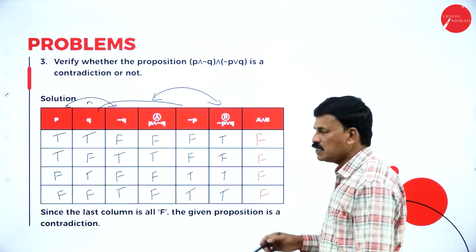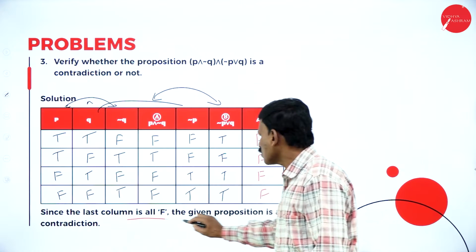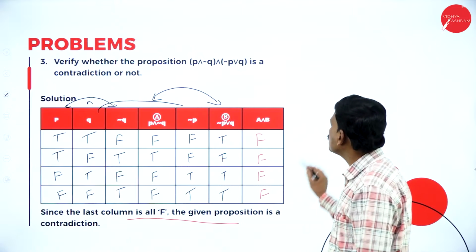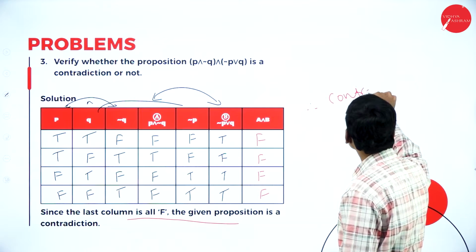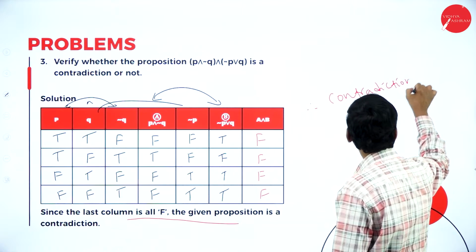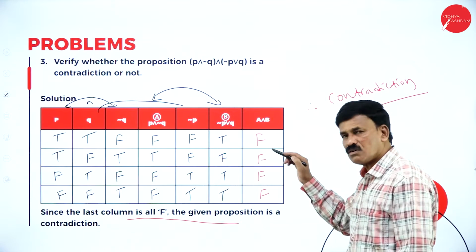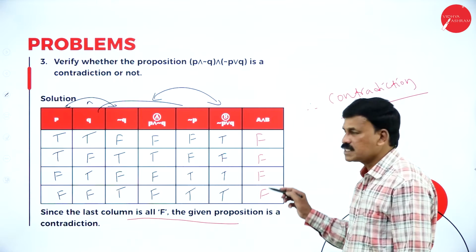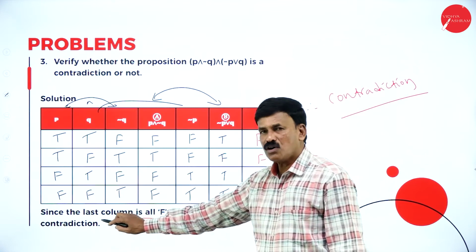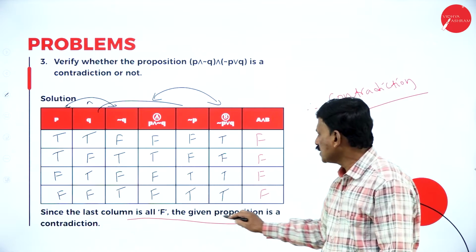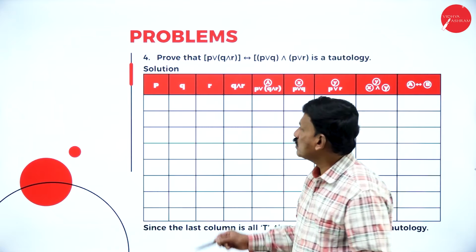So, all the truth values in the last column are F. Since the last column is all F, therefore, the given proposition is a contradiction. Therefore, the given compound proposition is a contradiction. That's it. So, if we get all the truth values at the end as F, then it is called a contradiction. That is, if all the entries in the last column are F, then the given proposition is a contradiction. That's it. Now, let us come to the next problem.